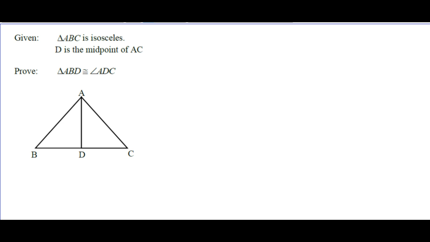Given ABC is isosceles. So if it's isosceles, then these two sides are going to be the same, right? And D is the midpoint of AC. D is the midpoint. So we know that those two sides are the same. We are to prove that, this is a little weird, because I think we gotta change this to a triangle here, right? You're gonna have to add another. We can't prove that a triangle is congruent to an angle, right? So let's prove that triangle ABD is congruent to triangle ADC.